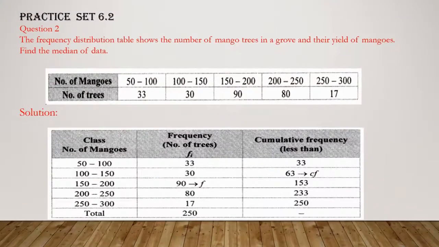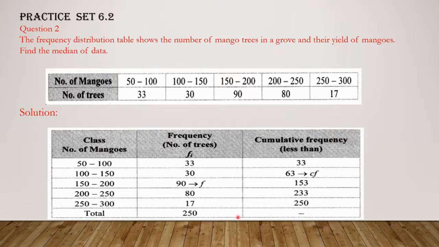Question number 2. The frequency distribution table shows the number of mango trees in a grove and the yields of the mangoes. Find the median of the data. In this question also, the number of mangoes is the class and the number of trees is the frequency. Then the solution. First, let's prepare the less than cumulative frequency distribution table.